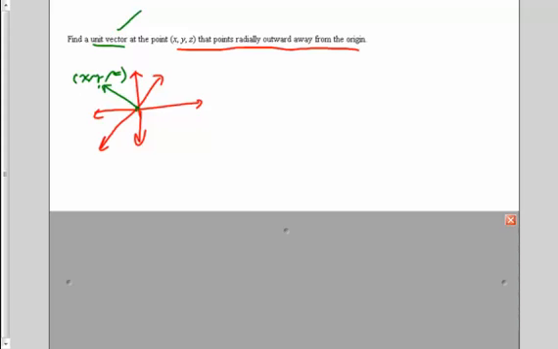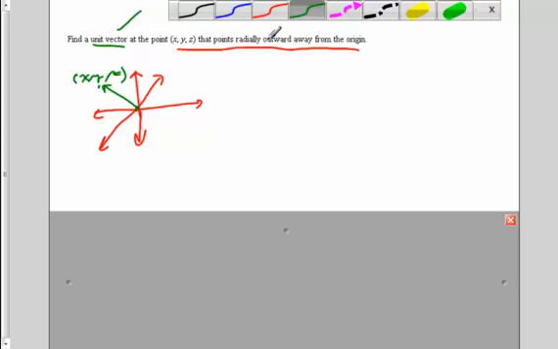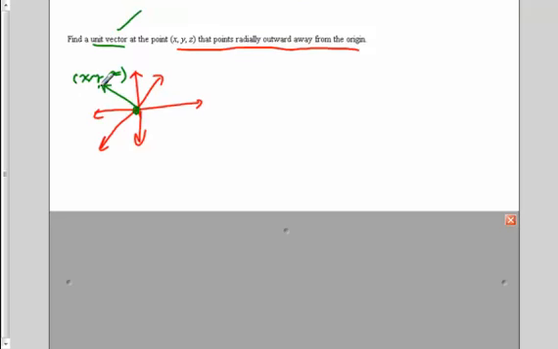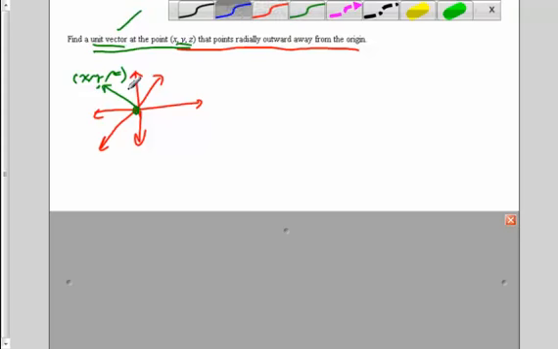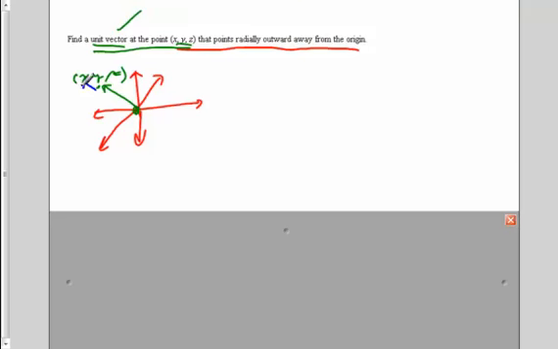Okay, so the idea is this. The green vector that we just drew there is going from the origin out to the point x, y, z. And we want to find a unit vector at that point. So let's draw that unit vector. The unit vector is starting from that point and going out, and it's in the same direction. It just only has a length of 1.